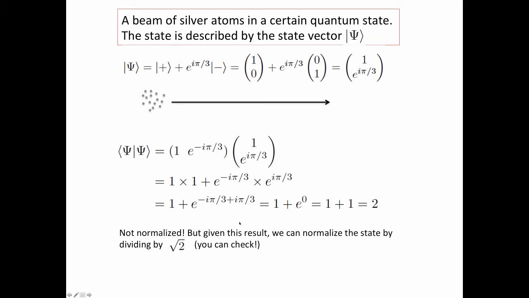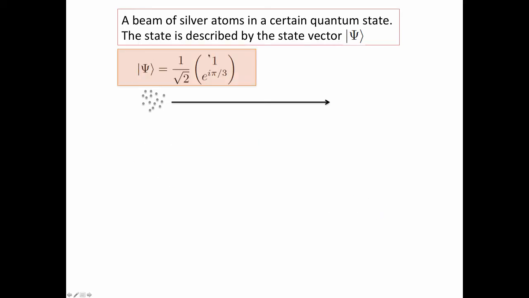So it's not normalized, but as we covered last week, we can normalize the state by dividing by the square root of whatever we get here, so the square root of 2. So the quantum state we use is given by psi equals 1 over root 2 times the column vector 1, e to the i pi over 3.